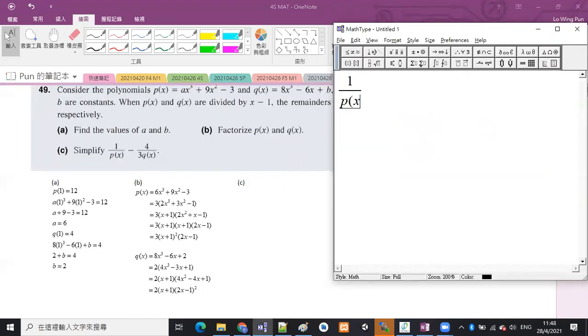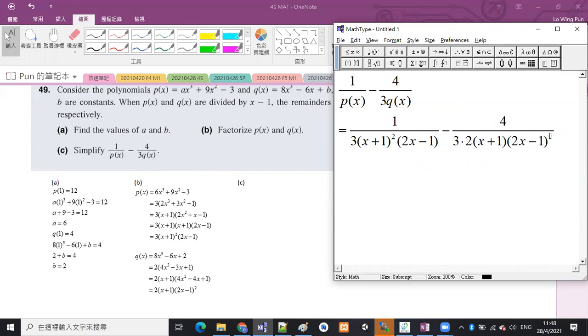So 1 over P(x) minus 4 over 3Q(x). Just substitute the P(x) and Q(x) into this expression first. 3 times (x plus 1) squared times (2x minus 1), and then minus 4 over 3 times Q(x). That is 2 times (x plus 1) times (2x minus 1) squared. So clear the common factor within the fraction first.